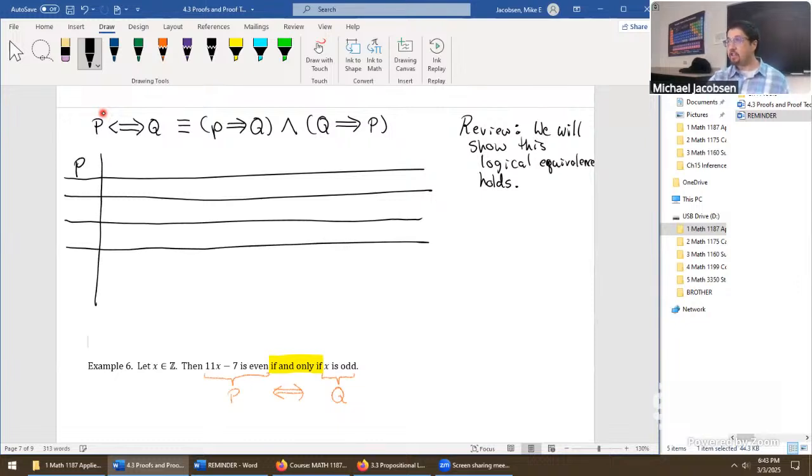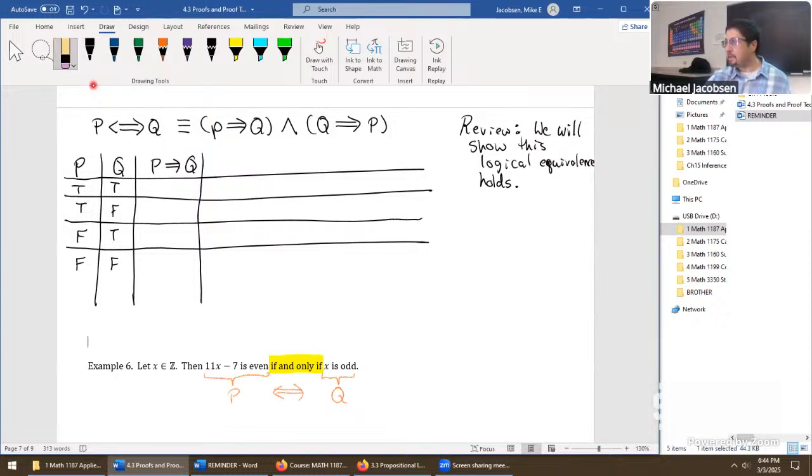We start by identifying the column for P, adding in truth values. This is the standard assignments that we used in chapter 3. Do it again for Q. This gives us all possibilities of truth assignments. Then we just look at P implies Q. There's only one way for P implies Q to be true.